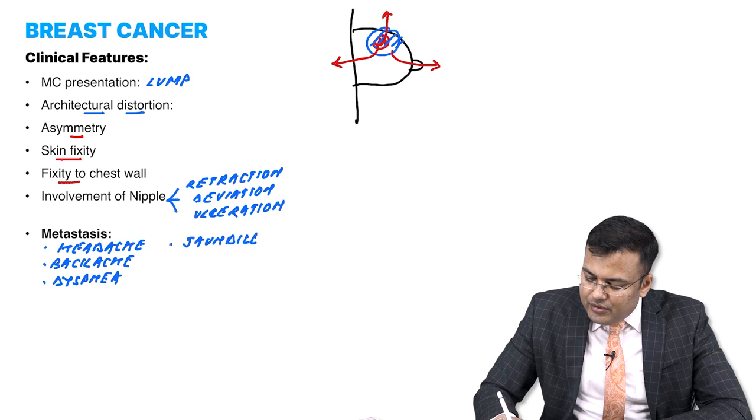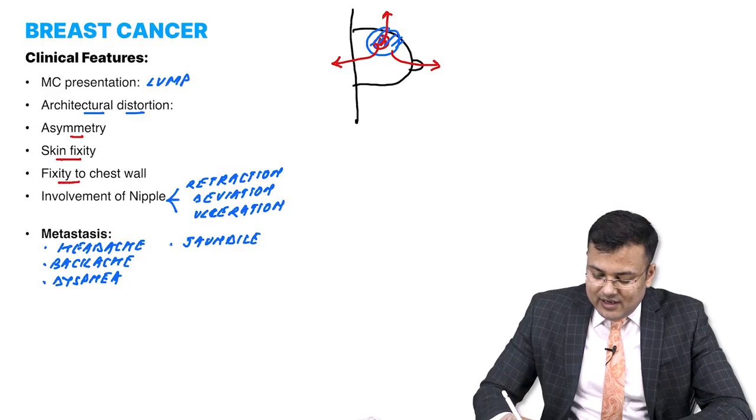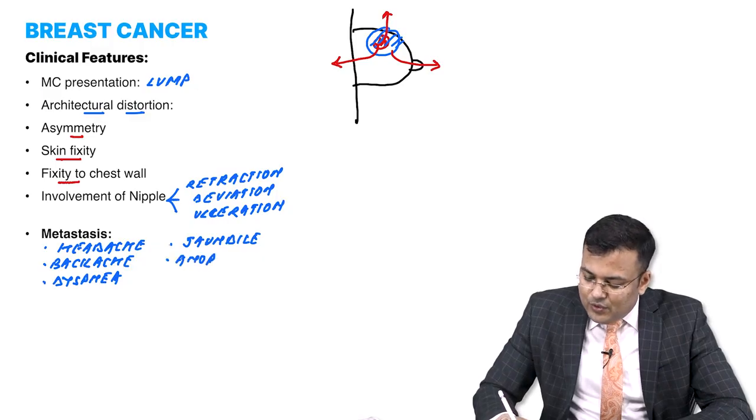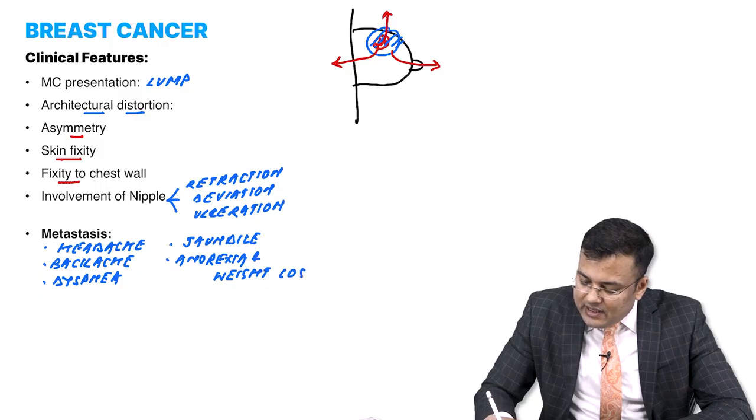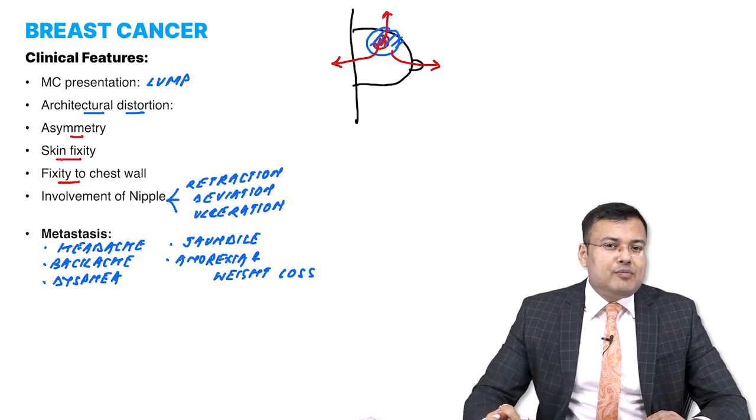Apart from all these, you know that the patient will be having anorexia and weight loss. What else? Anorexia and weight loss. Clear? These are the signs and symptoms of advanced and metastatic disease. So this is the history. Now we are going to perform the examination.